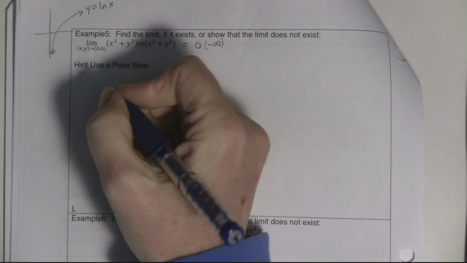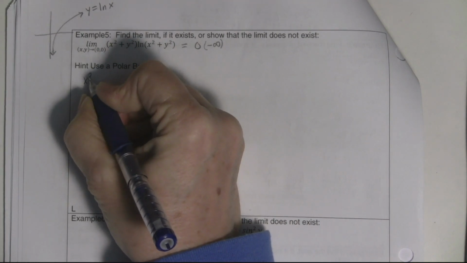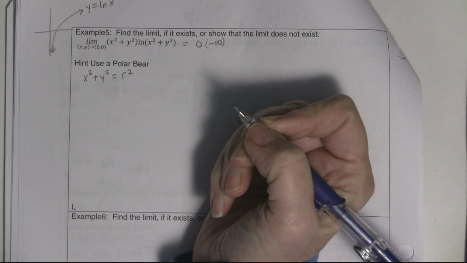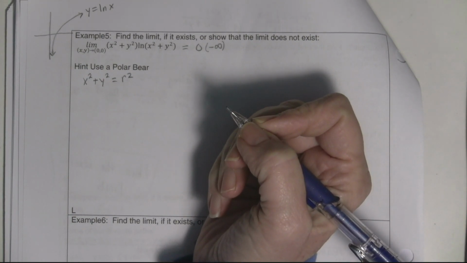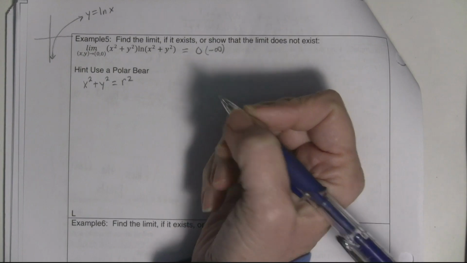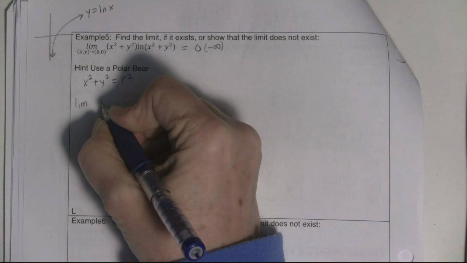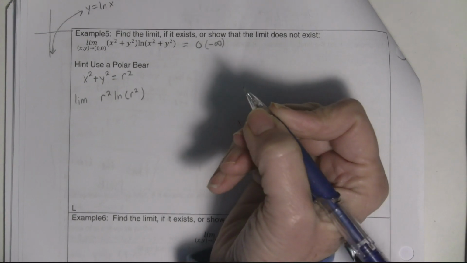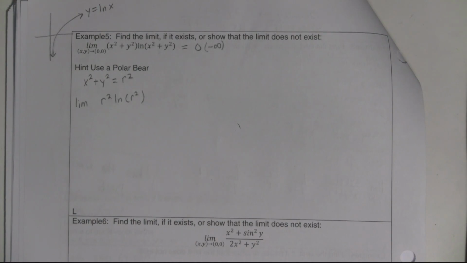Now, how you use polar is that, I don't know if you guys remember, but I hope you do, that in polar, x squared plus y squared equals r squared. And so that's going to work out real good for us, because then we're going to have the limit, and I'm shivering, of r squared natural log r squared, like that. So help me figure out then where my limit would be going to, x and y.